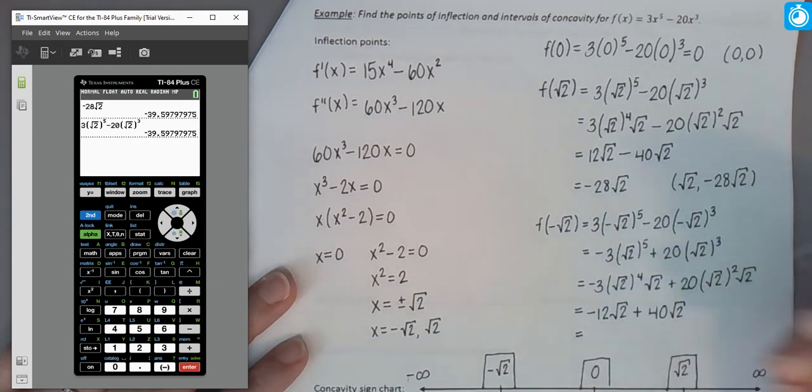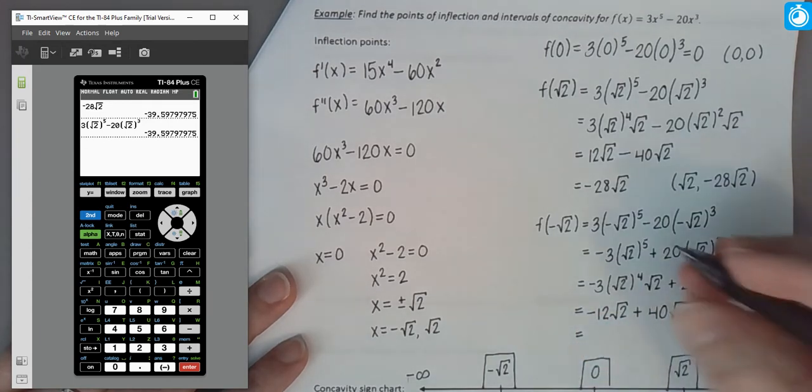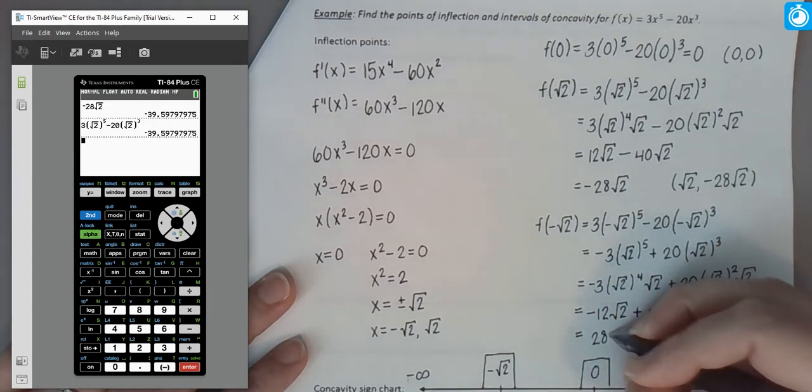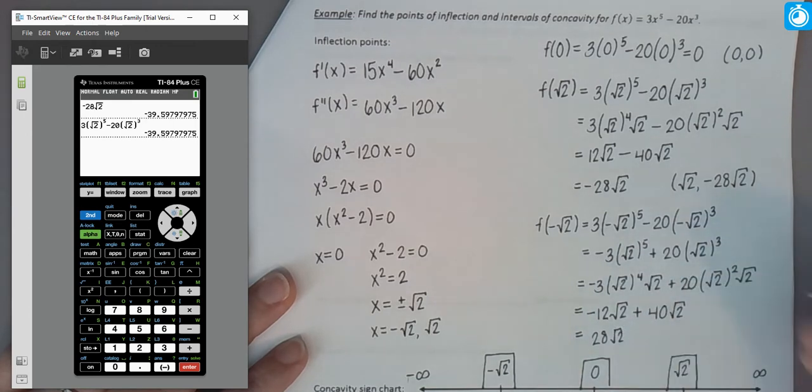And then we combine those together. Notice it's almost the same terms, but the signs have flipped. So negative 12 plus 40 is going to be positive 28 square root of 2. So our third and final inflection point will be negative square root of 2, positive 28 root 2.